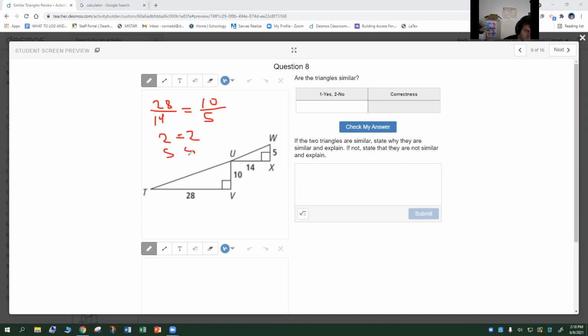So we have two pairs of sides where the ratios of those pairs of sides are equal. And then we have angle V congruent to angle X. That's the right angle theorem. We know all right angles have a measure of 90 degrees. So by the right angle theorem, angle V is congruent to angle X. Since we have two pairs of sides that are proportional, and the included angle, the angle between those sides, is congruent, we can use side, angle, side. So yes, these are similar by side, angle, side.